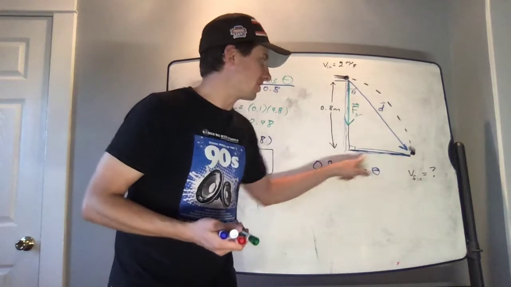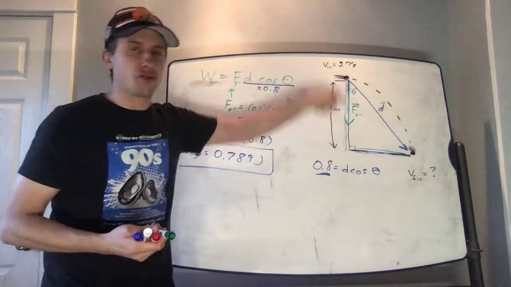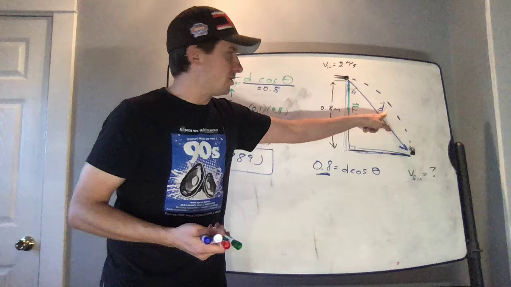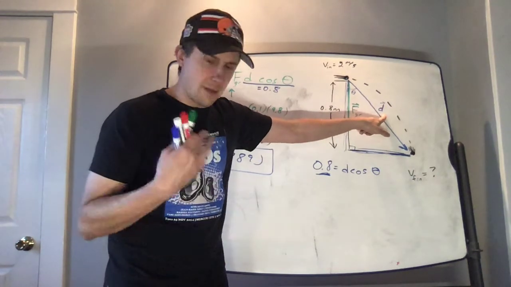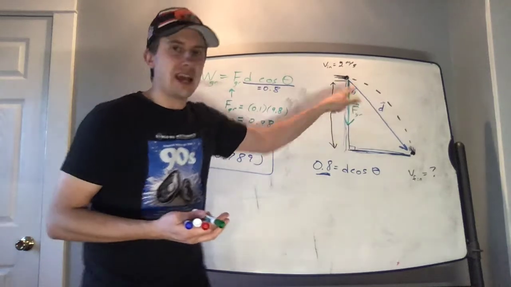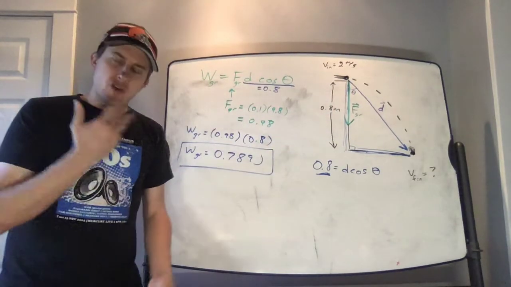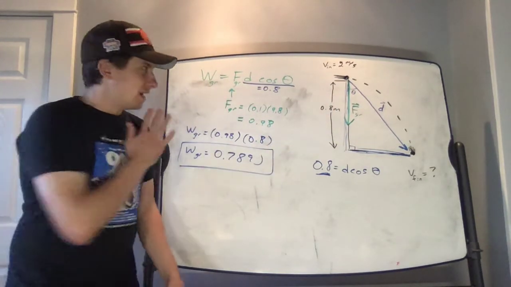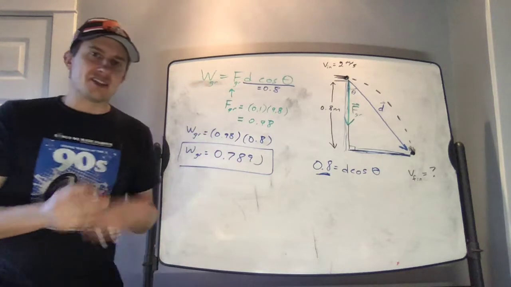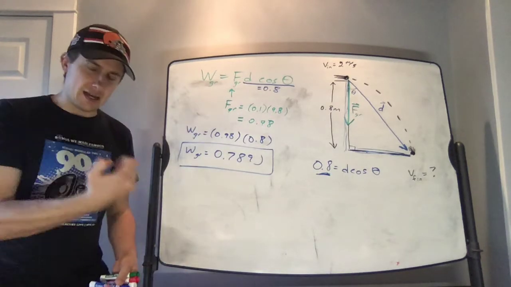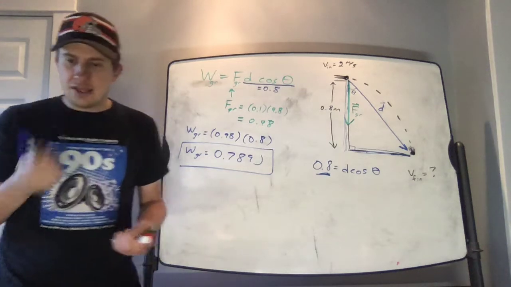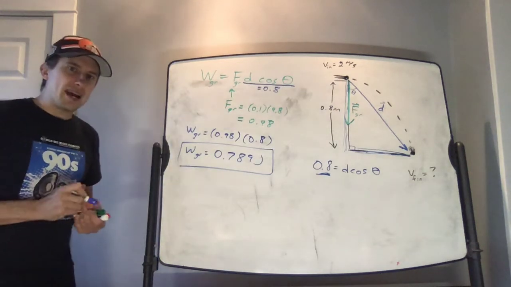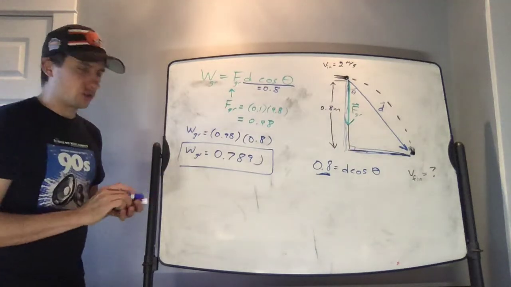If I know this horizontal distance and I know this vertical distance, I could then use the Pythagorean theorem and trigonometry to find the magnitude of the displacement and this angle. But that would have been a lot more steps. Solving a problem like this in the context of work made our life a lot simpler and made things go a lot quicker.